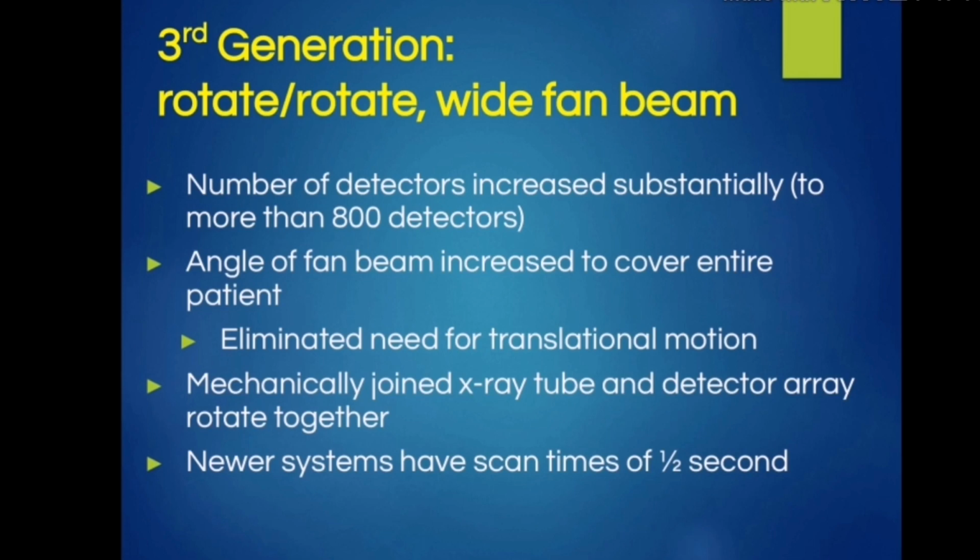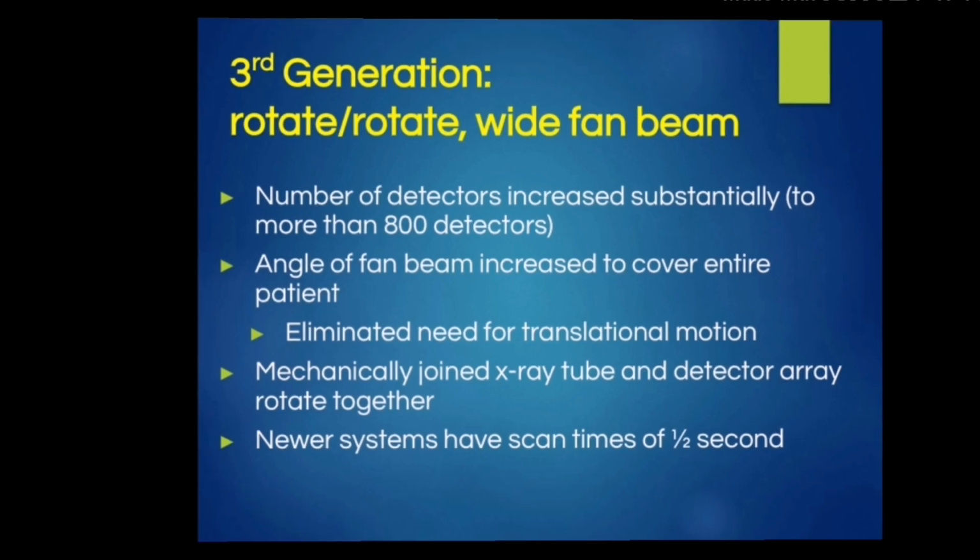Third generation, on the other hand, has a rotate-rotate acquisition with a wider fan beam. The number of detectors increased substantially to more than 800 detectors. The angle of the fan beam increased to cover the entire patient. This eliminated the need for translational motion. The mechanically joined X-ray tube and detector array rotate together, and newer systems have a scan time of 1.5 seconds.